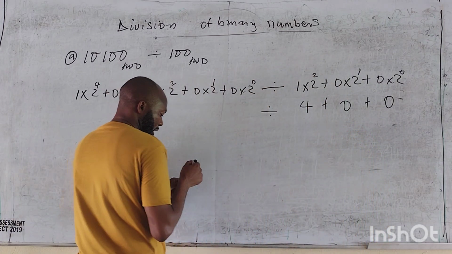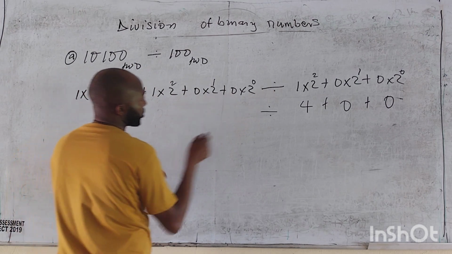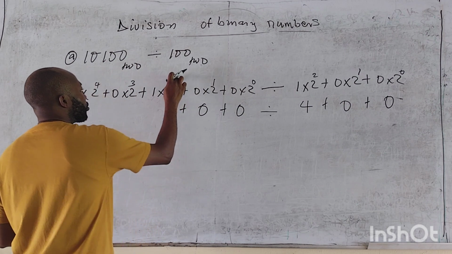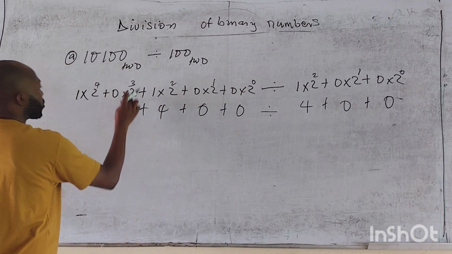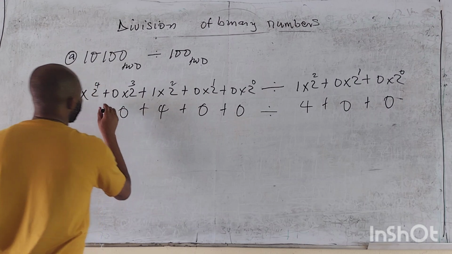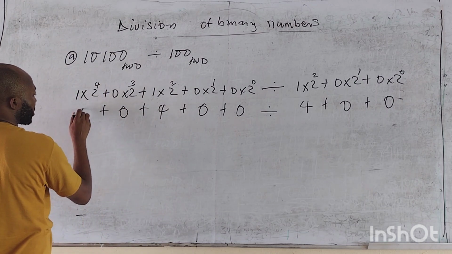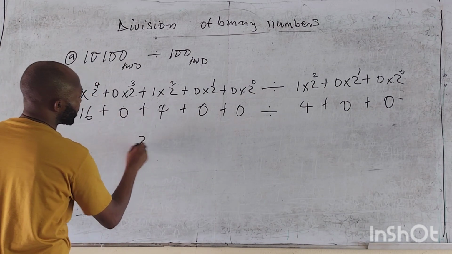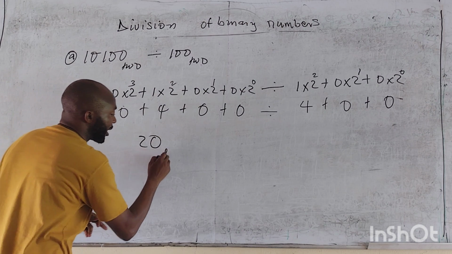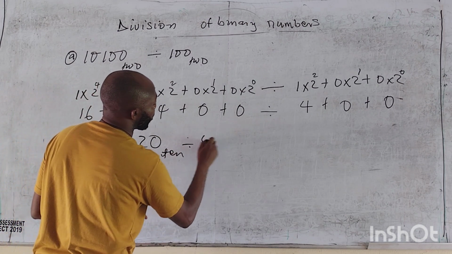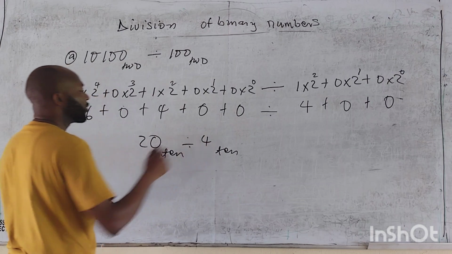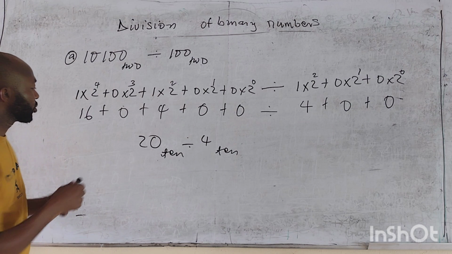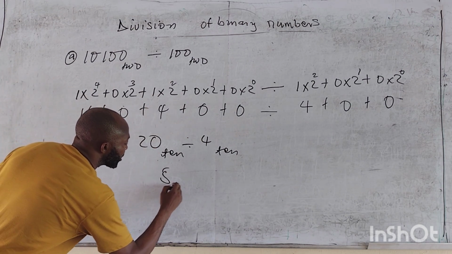2 raised to the power 0 is 1, 1 times 0, 0. Plus 2 raised to the power 1, 2 times 0, 0. Plus 2 raised to the power 2, 4 times 1, 4. Plus 2 raised to the power 3, 8 times 0, 0. Plus 2 raised to the power 4, 16 times 1, 16. Now 16 plus 4 is 20 in base 10, divided by 4 in base 10. 20 divided by 4 is 5. Now we are back in base 10, our normal division. So our answer is 5 in base 10.